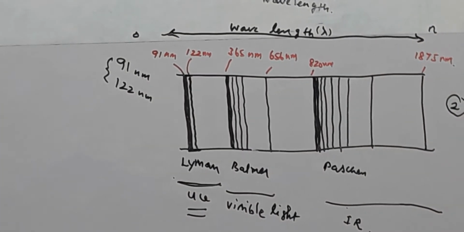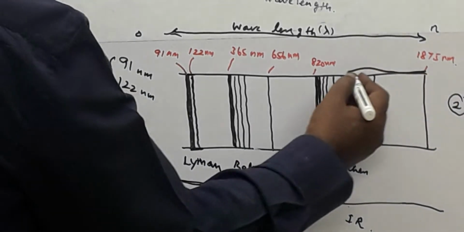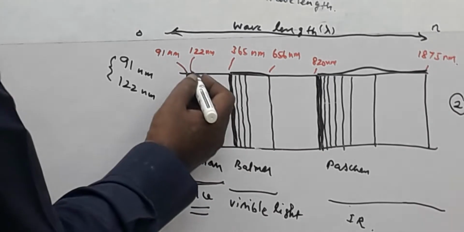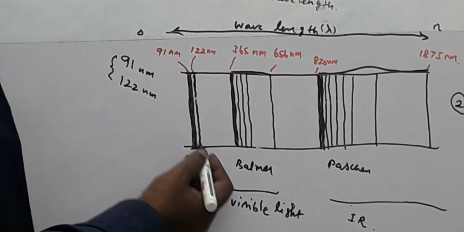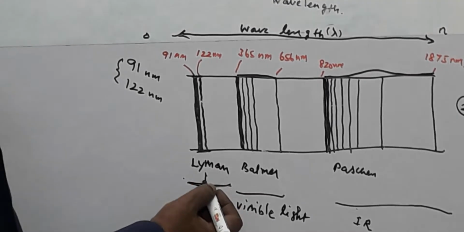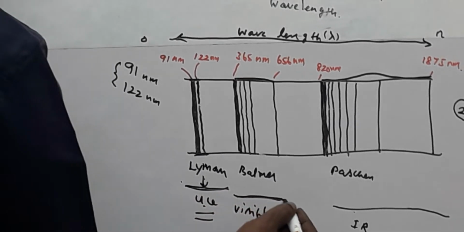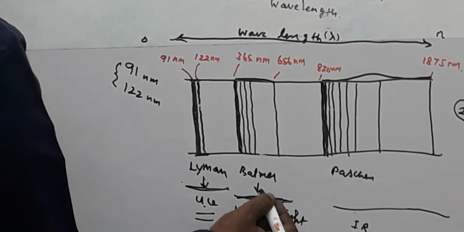This is called the width. This is the width of the Paschen series. This is the width of the Balmer series. This is the width of the Lyman series. Now, the Lyman series lies in the category of the ultraviolet region. These alone we are able to visualize, and that one is called the Balmer series.